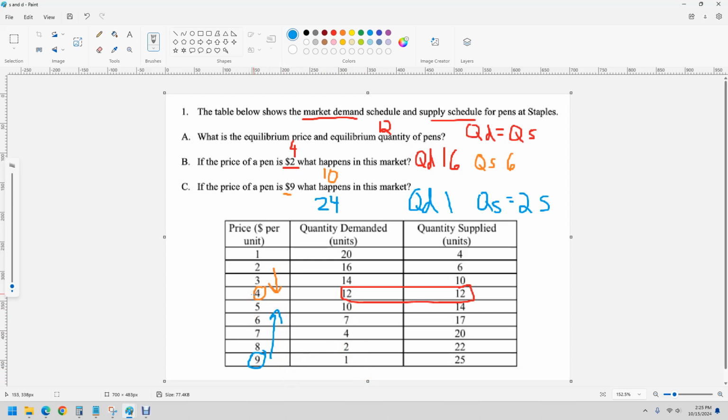We're going to get back towards 4, and that's how to think about equilibrium price and equilibrium quantity given a supply and demand schedule.